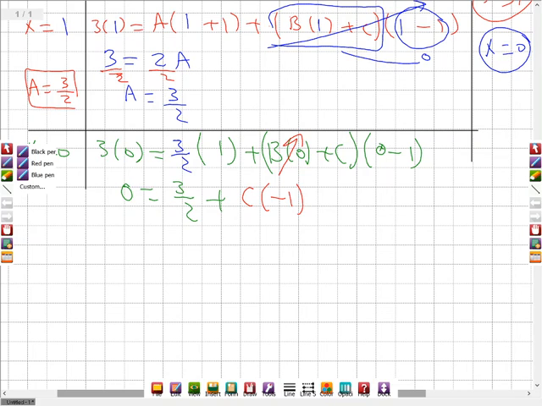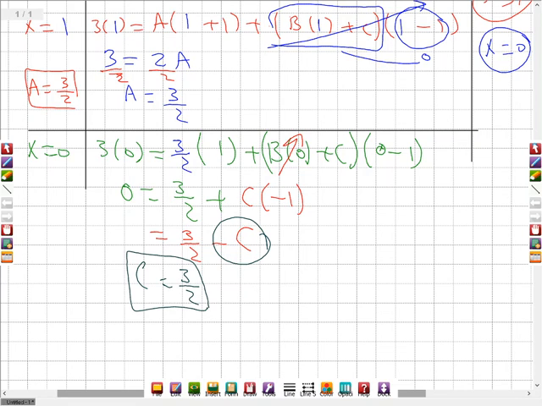When you move this guy, 3 over 2 minus negative c. You just move the c from this side to this side, c equals 3 over what? 2. C equals the same value as a.